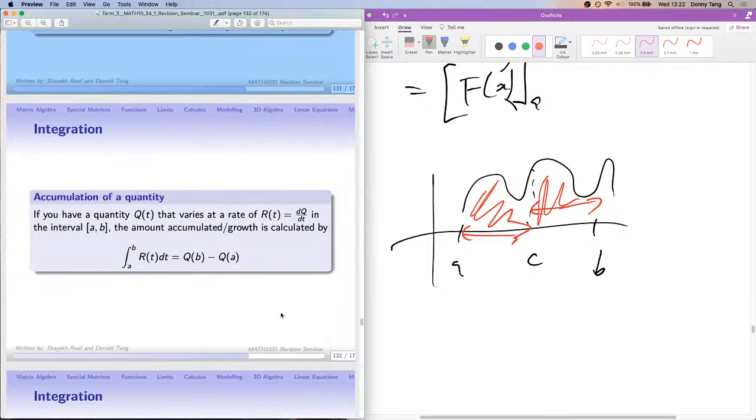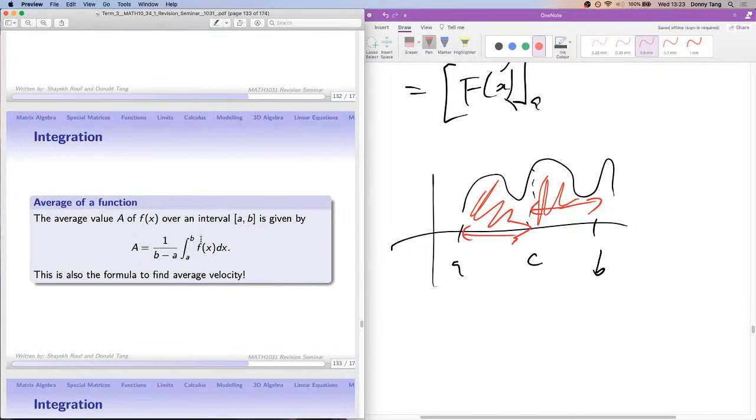Alrighty. Accumulation of a quantity. If you have a quantity Q(t) that varies at a rate of r(t) equals dQ/dt, the amount accumulated or growth is calculated by the integral of r(t) dt equals Q(b) minus Q(a). Note that this is a rate of growth. You're not integrating the quantity. You're integrating the rate the quantity grows. And yeah, it's just an integral. That's pretty much it. Not a lot to say. When you see words like accumulation, growth, you want to use this formula.